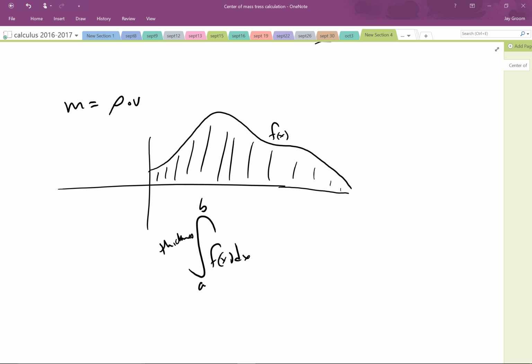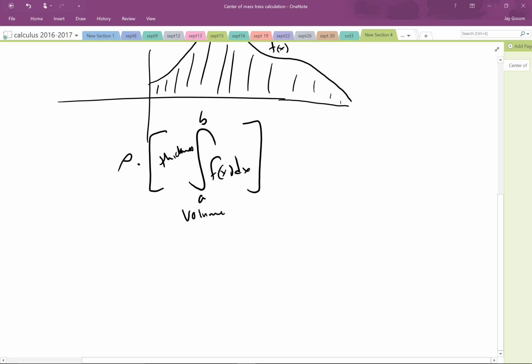But that would be the area, and then this would be the volume, I should say, times density. Now, if we say it had homogeneous density, that is, it's not changing, then this is just another constant, yes?